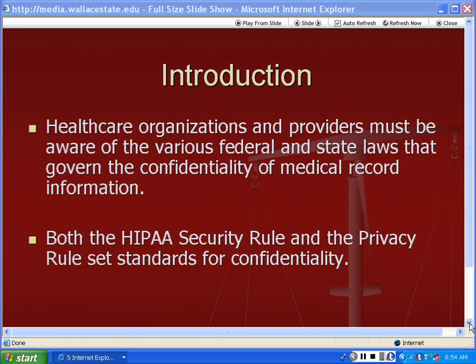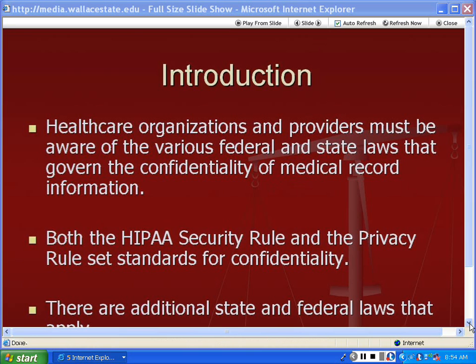Now, as I mentioned, we've been over the HIPAA privacy rules. We'll go over the HIPAA security rules in HIT 221. And both of those rules, which are just parts of HIPAA, have standards for confidentiality. In addition, there are state laws. And remember, if it's a state law, it will vary from state to state. But also there are additional federal laws other than HIPAA that govern confidentiality of some types of medical records or health information.